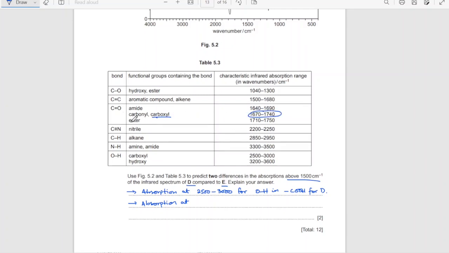For E, because the C double bond O is part of an ester group, the range of wave numbers is slightly higher. All right, so I'm going to write 1670 to 1740 for the C double bond O in the carboxylic acid group for D. All right, so these are two acceptable differences. I could write about the OH single bond in the alcohol group for D, or I could write about the fact that the C double bond O in E, the ester, is going to be at a slightly higher range of wave numbers from 1710 to 1750.